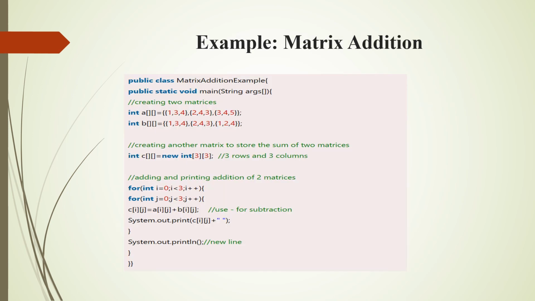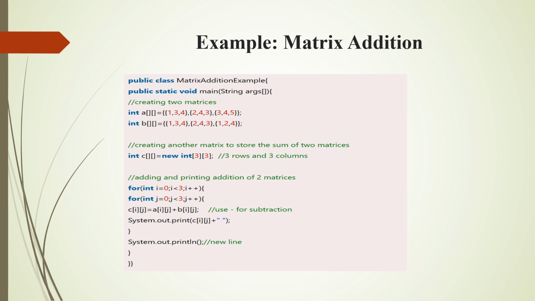There is an example program for a two-dimensional array in this video: matrix addition. Matrix addition means there will be two matrices, the first and second matrix. We have to add the values of the matrices. Each position in the first matrix will be added with the value at the same position in the second matrix. Here we have two matrices, named A and B, with values 1 3 4, 2 4 3, 3 4 5, 1 3 4, 2 4 3, 1 2 4.